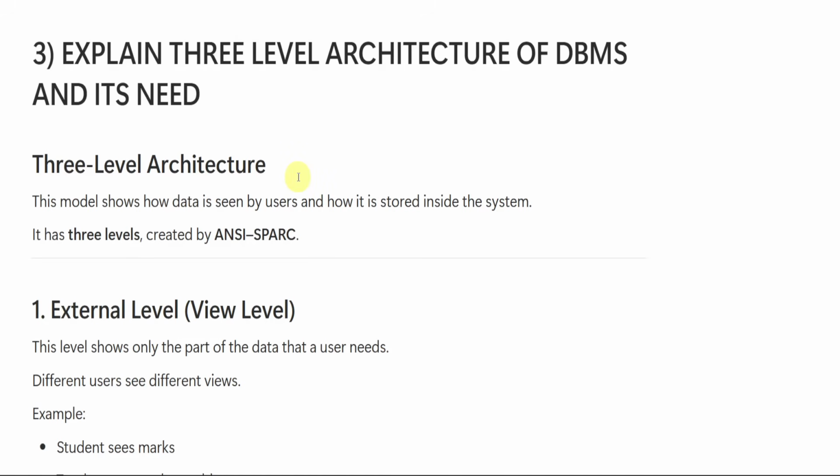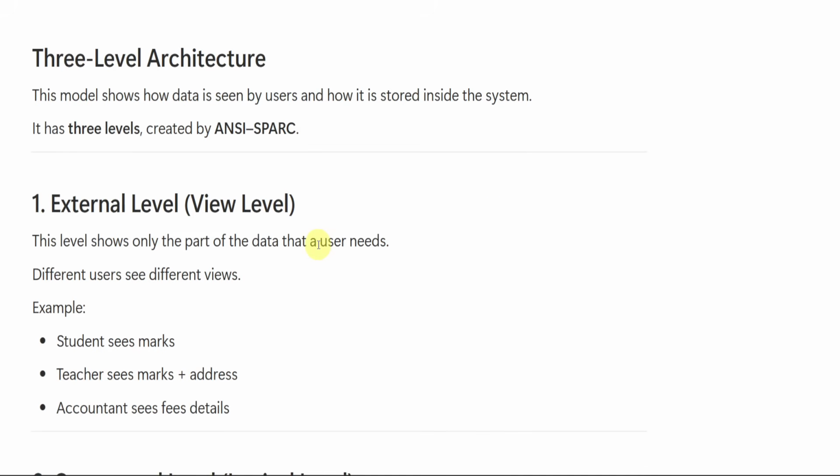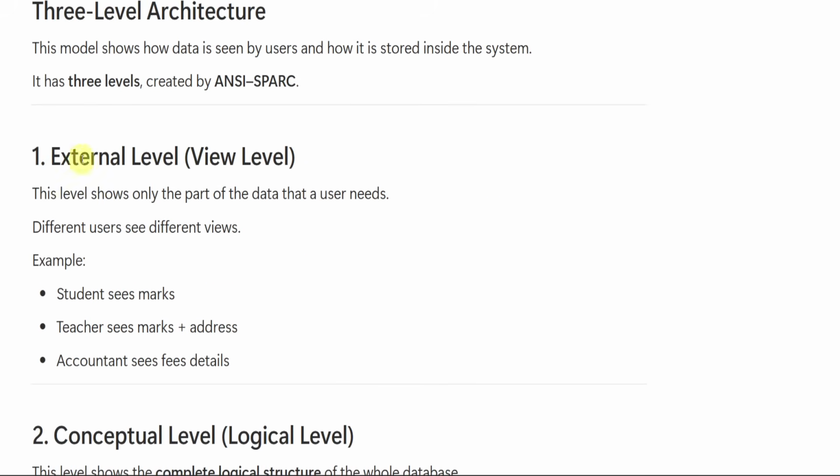One is external level, other is conceptual level, and the last one is internal level. Let us try to understand about each level in detail. First, let us talk about external level, which is also known as view level. When you are writing in your exam, you also write external level, which is also known as view level. 1 point will be increased, right? So this is the topmost level.